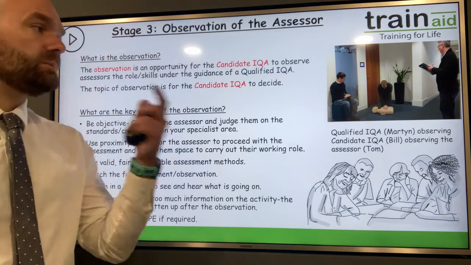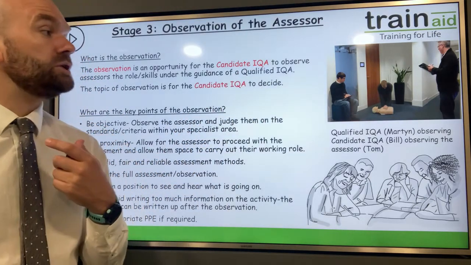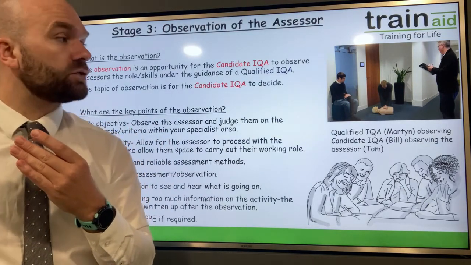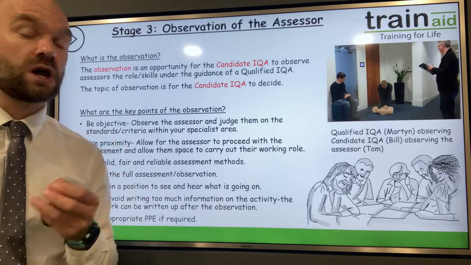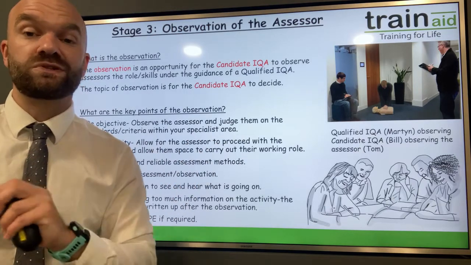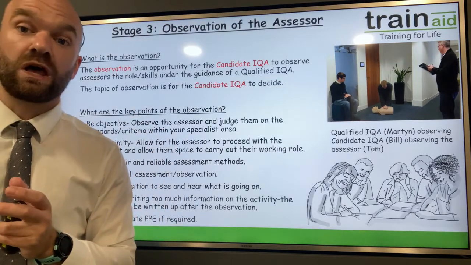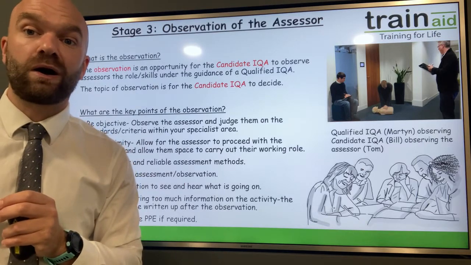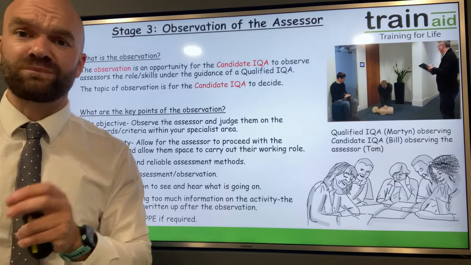In terms of best practice, be objective, not subjective, of course. Use proximity, okay? Try not to be too far away from the assessor, because you do want to see the entire observation, of course. Make sure that you write down some key points. It's very important to, once again, observe the actual duration of the observation and make sure that you are not missing any key parts whilst writing down notes as well. That can be done after the observation, of course.